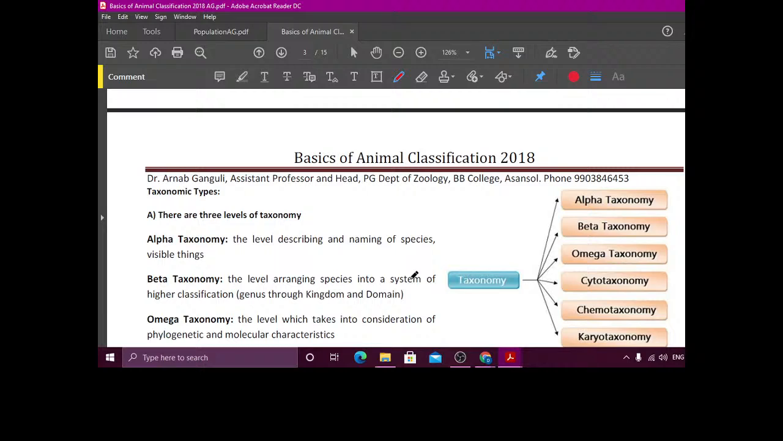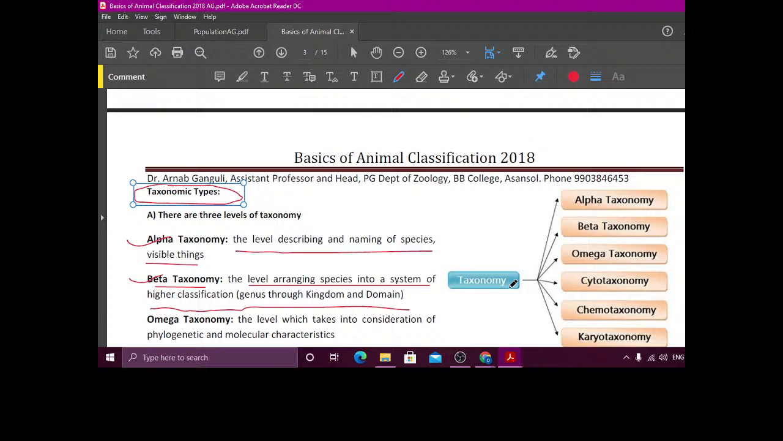The next thing which we will talk about is taxonomic types. There are three levels of taxonomy. Alpha taxonomy is the level of describing and naming of species, visible things. Then you have beta taxonomy. It is the level of arranging species into a system of higher classification like genus, kingdom, domain.